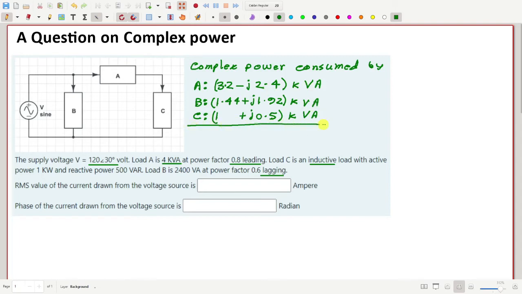Now if we add all this together, we get the total complex power consumed by all three loads, and that will be 5.64 plus j 0.02 kilovolt ampere. That's the complex power consumed by all loads. So this is also equal to the complex power supplied by the source.